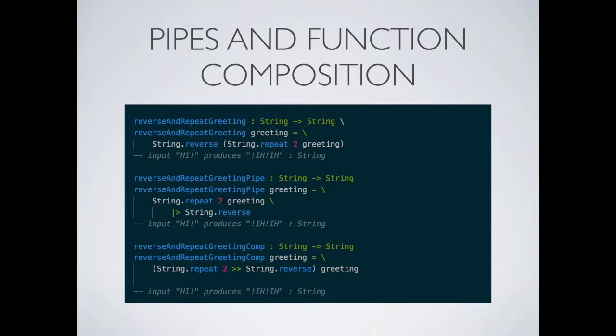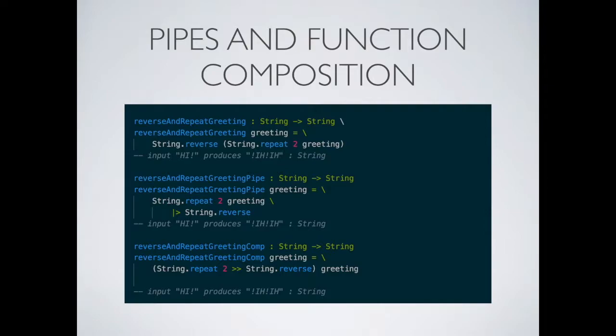So string reverse accepts the result of string repeat, which accepts two and a greeting. As you can see, it's quite similar to any other language in terms of the parentheses, where you put things in parentheses that need to be executed first. For example, string repeat 2 greeting will return a string that is repeated 2 times, and the result of that will be passed to string reverse. And string reverse will just reverse the thing that you passed to it.